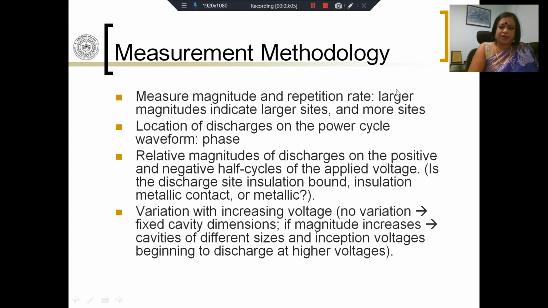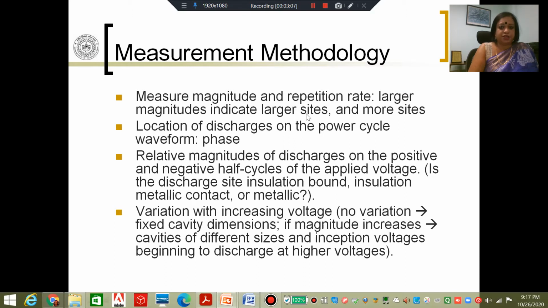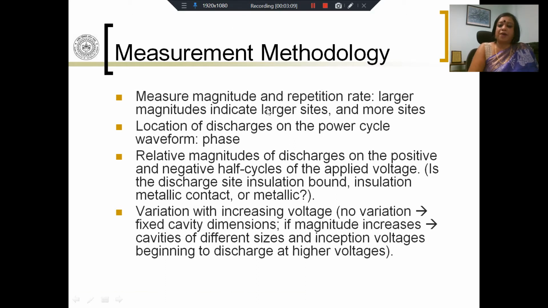So what is the basic methodology that is adopted in PD measurements? We measure magnitude and repetition rate. As I said, in picocoulombs, what is the magnitude of the PD that is happening? Because bigger PDs, with more charge involved, are definitely likely to be more dangerous. Larger magnitudes would mean that there are either larger sites or maybe there are more sites, so discharges from many sites superimpose on each other and give you a very large signal.